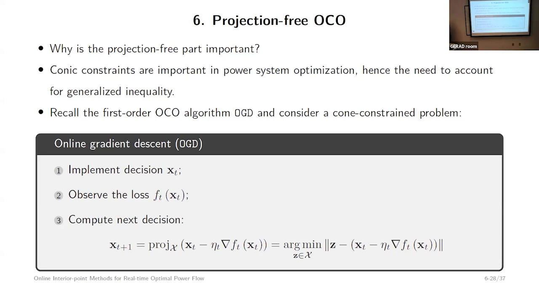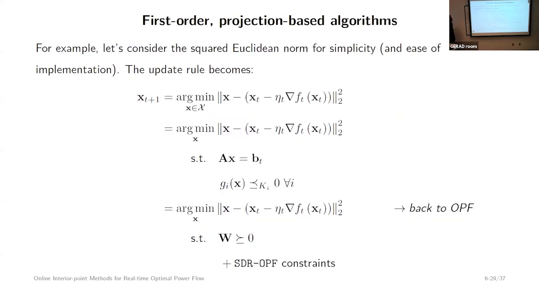So if we were to recall the first order OCO algorithm that I presented first, the OGD, and we consider that we're solving, say, the optimal power flow in real time. What does that mean? We implement decision x_t, we observe the consequence of our action, and then we compute the next decision. So x_{t+1} is now the projection of my objective, could be my gradient step, which I'll translate to that. That's just another way of writing the problem. So find the point z that is the closest to it: exactly projection. Okay, let's dig into it.